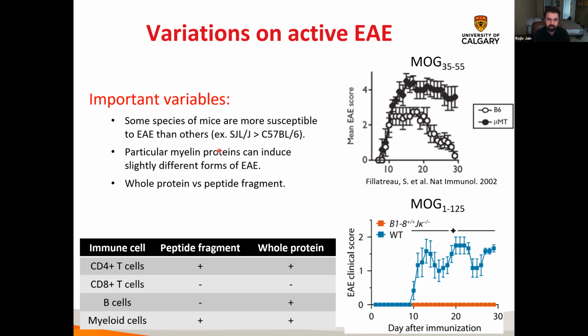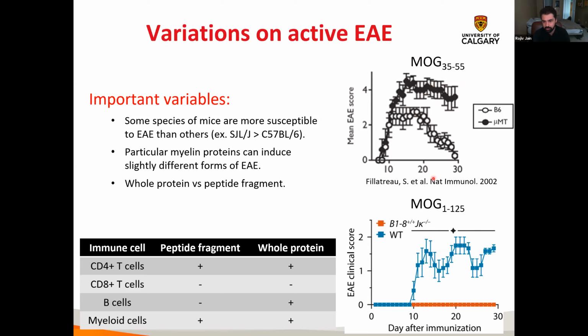You should also bear in mind that different myelin proteins can induce slightly different forms of EAE. And also there's a difference between immunizing with whole protein versus just the peptide fragment for inducing CD4 immune responses. So an example of this I'm showing on the right, where basically if you immunize C57 Black 6 mice that are either deficient in all B cells or just have a wild type repertoire, what you find is immunizing with just the peptide results in worse EAE if B cells are not present, suggesting in this model that B cells have a regulatory component.